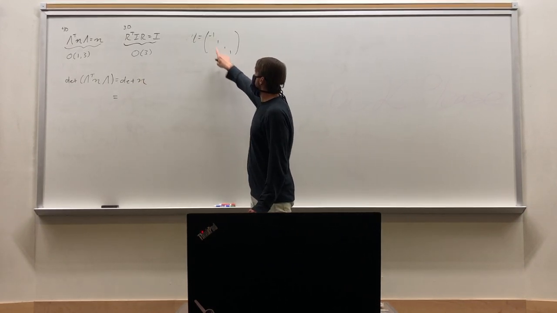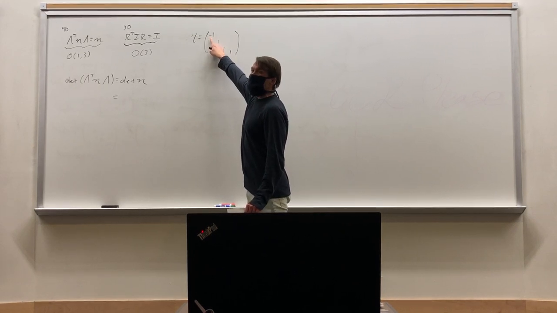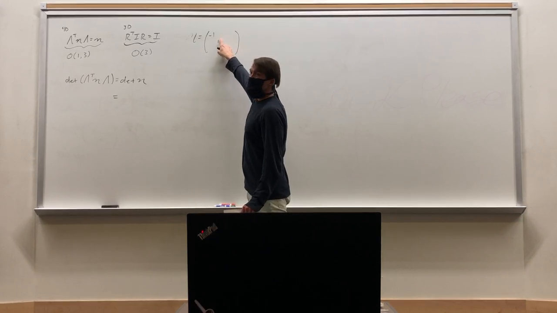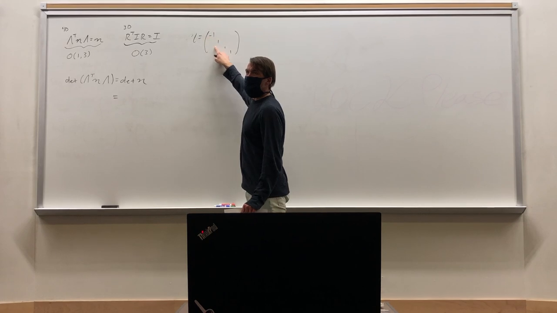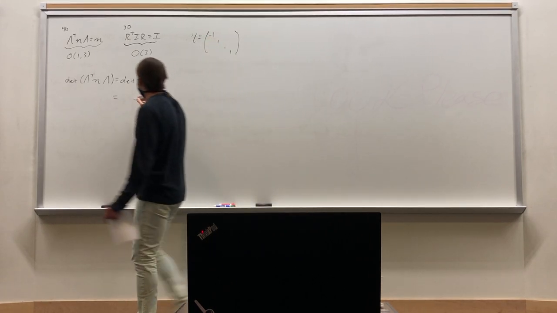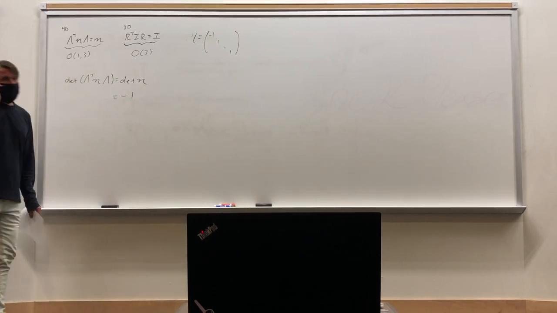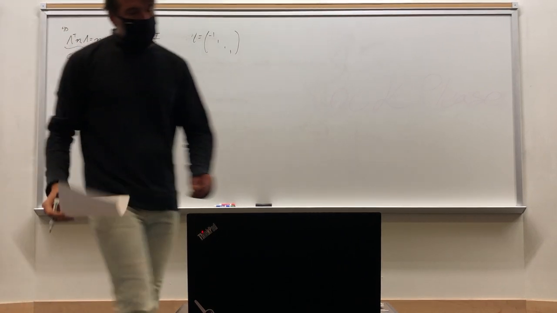What's the determinant of this? You take this and multiply it by the determinant of this. But to get the determinant of this, you take this and multiply it by the determinant. So it's just a negative 1. Okay?